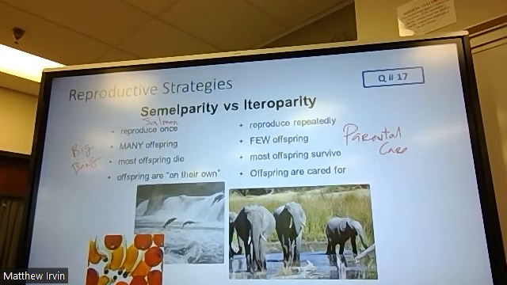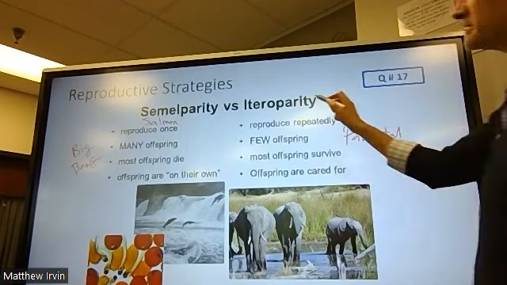What about semelparity? Some things will reproduce more than once. Sea turtles will reproduce every year. But your most extreme case is salmon. They lay all their eggs and then they die. So this is a continuum.